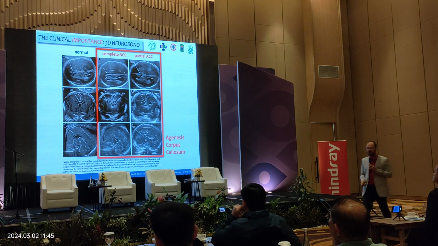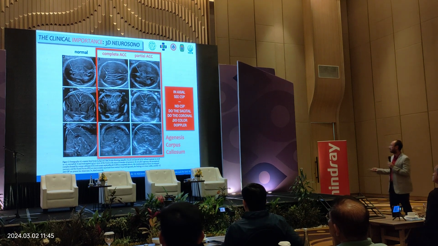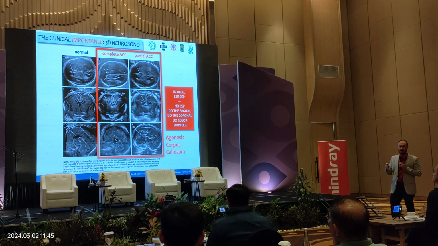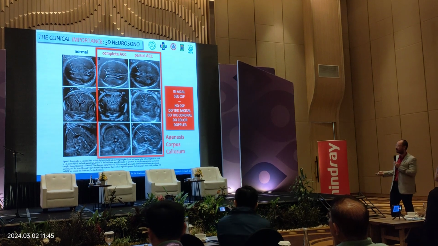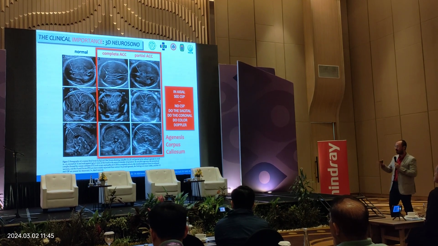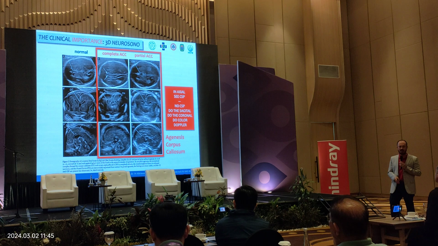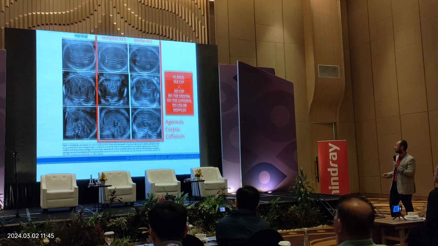And if we want to make it clearer, we have to do the color Doppler to see the pericallosal artery and also the callosal marginal artery. So if we find abnormalities in the anterior complex, it is also very important to do 3D neurosonography to get a mid-sagittal plane and also the coronal plane.